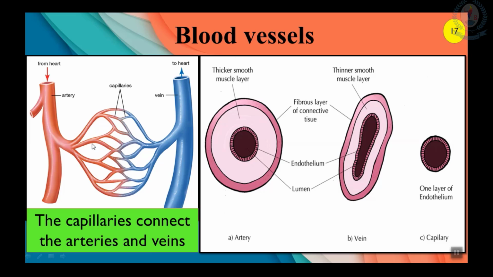Deoxygenated blood then travels to the venules and then into the veins. Unlike arteries, veins have much thinner walls and valves that prevent deoxygenated blood from flowing backwards. Remember that the capillaries are very thin, with one cell thickness and very narrow lumens. The thin walls of the capillaries allow the diffusion of gases and nutrients to occur at a faster rate.